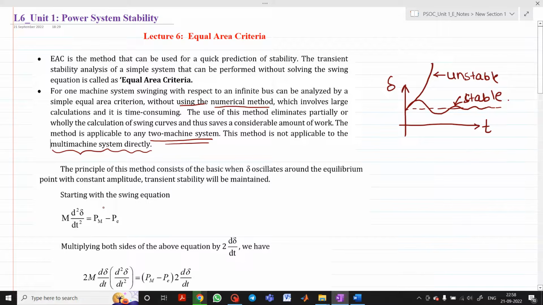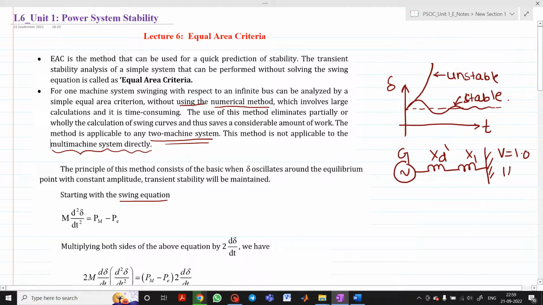Now we have already studied the swing equation. We have gone through the swing equation in previous videos. So for that case, now I will draw a diagram here. Let us consider there is one generator having some reactance Xd dash, the reactance of the generator. Then this is the reactance of the line X1, which is connected to an infinite bus bar whose voltage is V equal to 1 per unit, or 1 at an angle 0. This will be E dash at an angle delta, let's say.